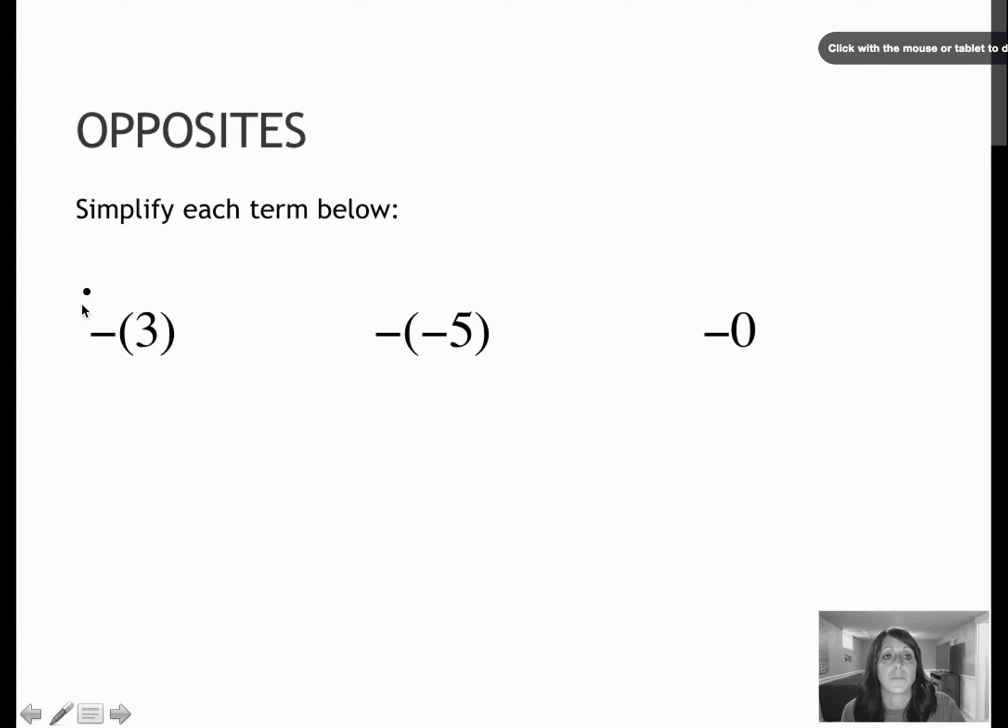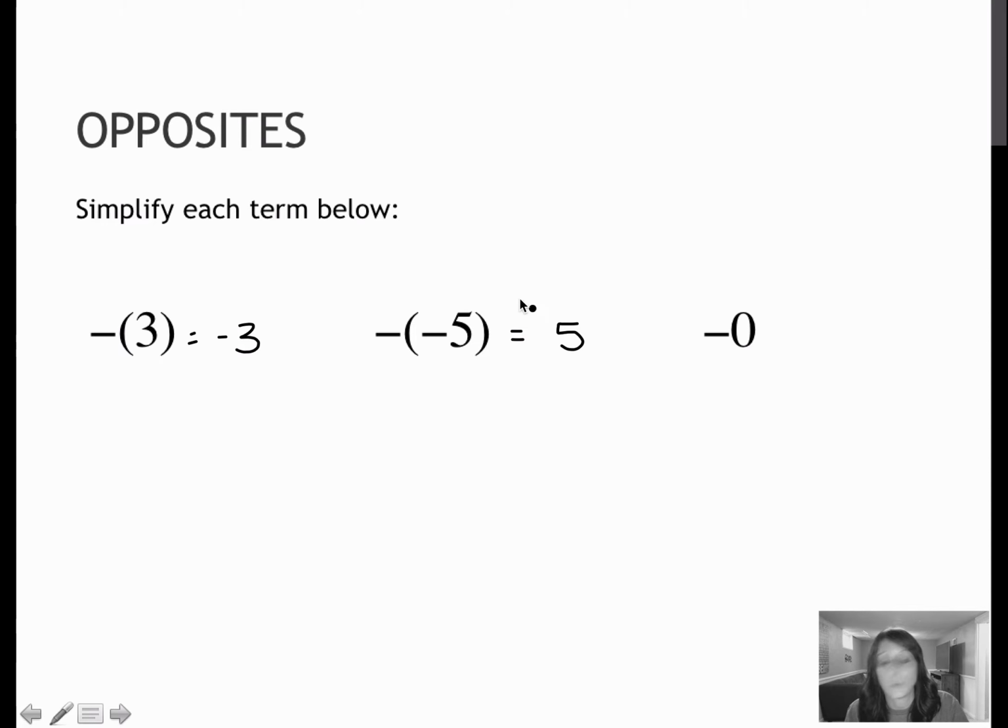So let's take a look. The opposite of 3 is what they're telling us to do, which means it would be -3. So this is the opposite of 3. This is the opposite of -5. So you can think of it a couple of different ways. You can say, well, this is the opposite of -5, and so therefore it would be +5.